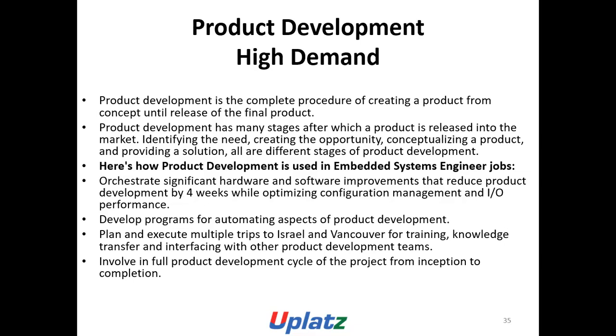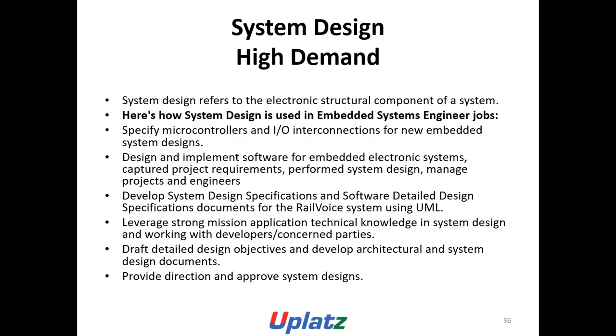Here is how product development is used in an embedded system engineer's job. Orchestrate significant hardware and software improvements that reduce product development by 4 weeks while optimizing configuration management and IO performance. Develop programs for automating aspects of product development. Plan and execute multiple trips to Israel and Vancouver for training and knowledge transfer, and interface with other product development teams involved in the full product development cycle of the product from inception to completion.